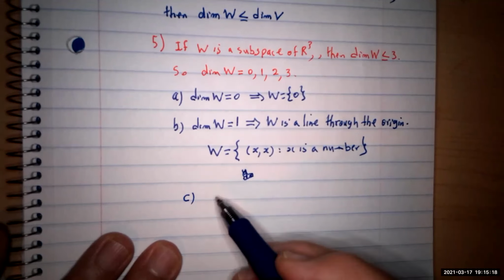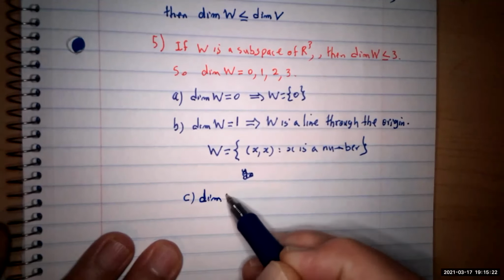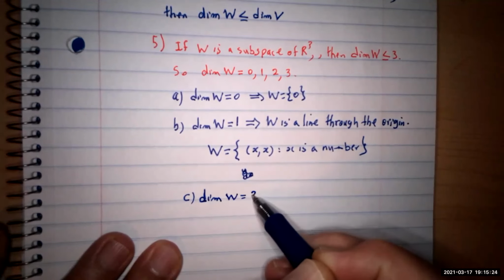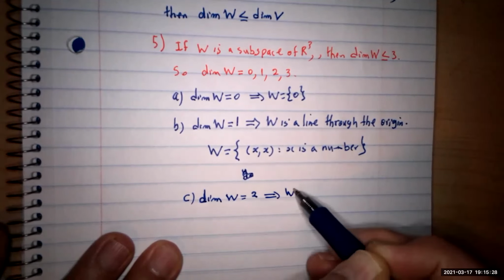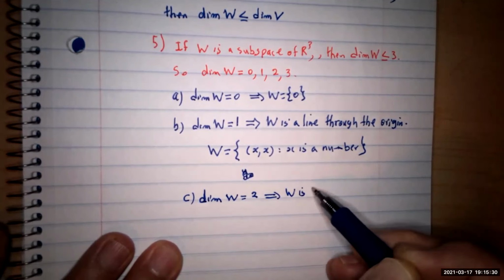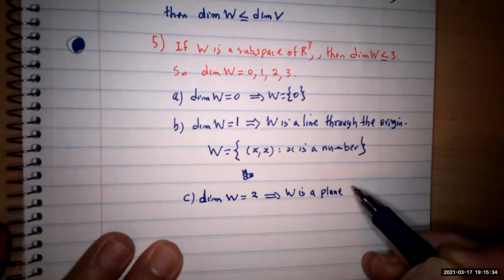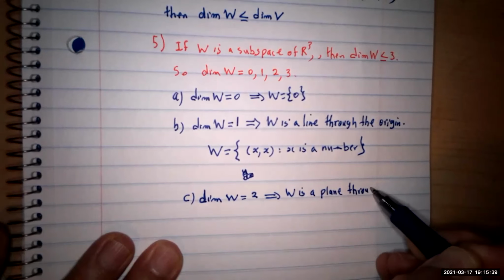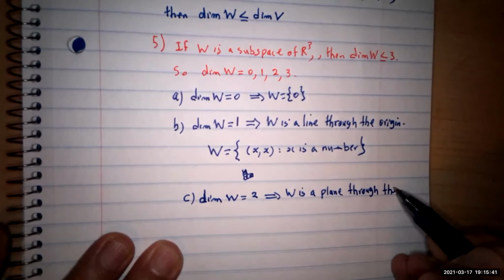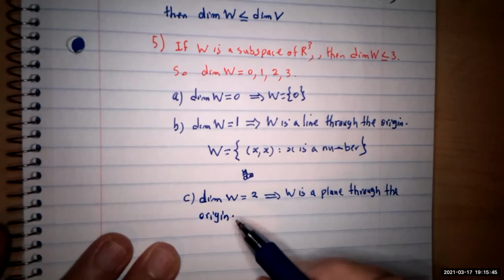If the dimension of that subspace is equal to 2, then W would be a plane through the origin, a plane in two-dimensional space, through the origin. It's going to be the case.